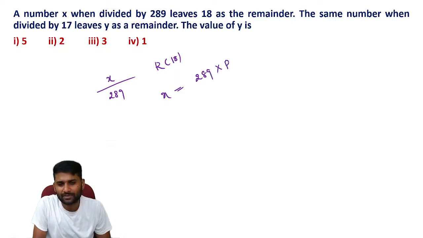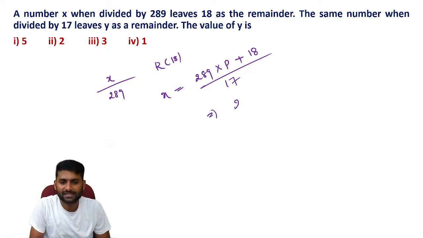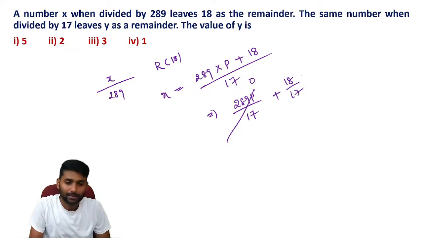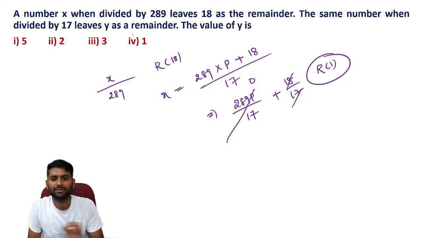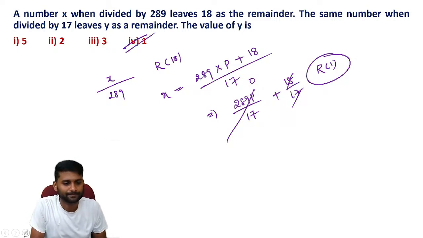289 is multiplied with a quotient and the remainder is 18. Now we are dividing this entire number by 17. It means 289 divided by 17 and 18 divided by 17. 289 never leaves any remainder, but 18 divided by 17 definitely leaves remainder 1. So according to the data, y is the remainder, the y value is 1, guys.